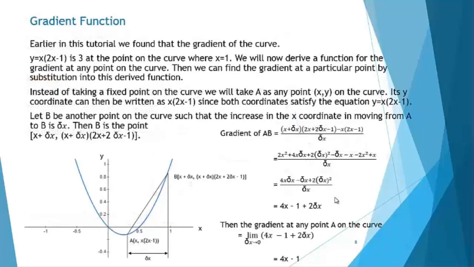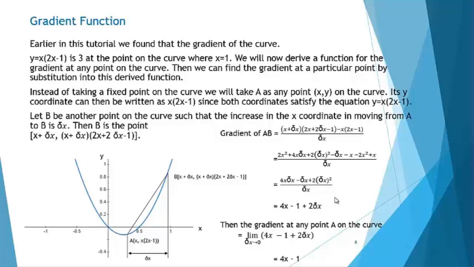Gradient function. Earlier in this tutorial, we found that the gradient of the curve y equals x bracket 2x take away 1 is 3 at the point on the curve where x equals 1. So we will now derive a function for the gradient at any point on the curve. Then we can find the gradient at a particular point by substitution into this derived function.